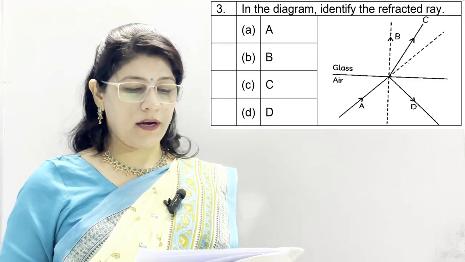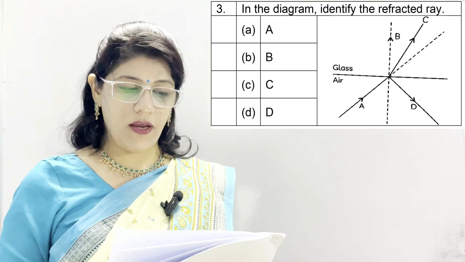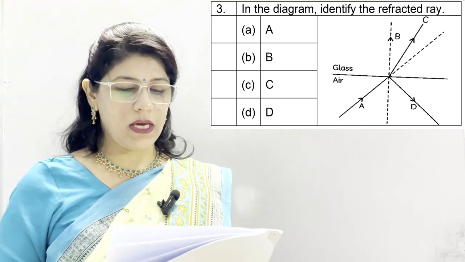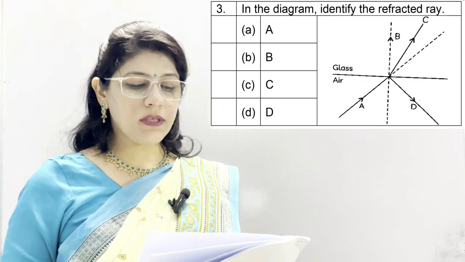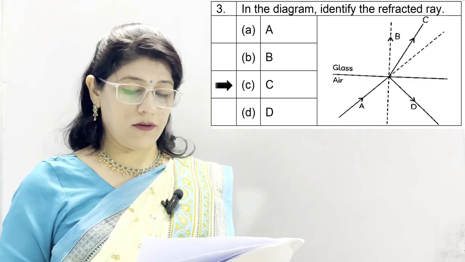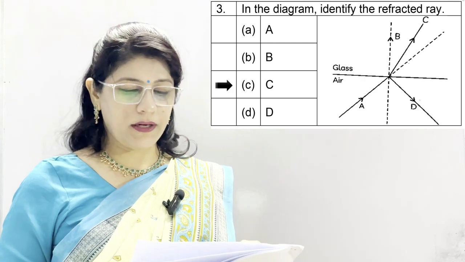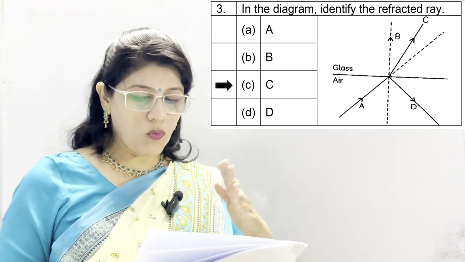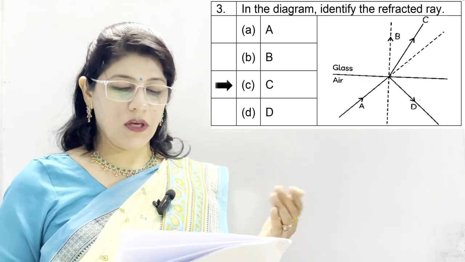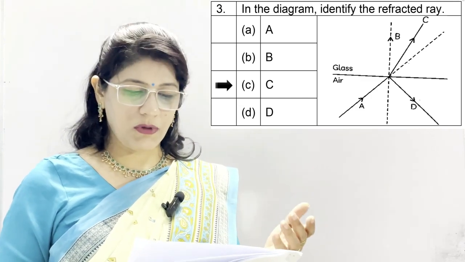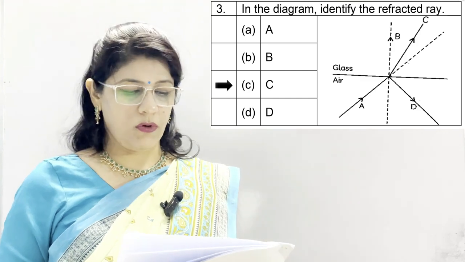Question number 3. In the diagram, identify the refracted ray. Options are A, B, C and D, because rays are there. Here option number C, which is C ray, is correct, because C is the refracted ray as it is bending towards the normal when the ray is moving from air to glass. It means rarer medium to denser medium. Ray is bending towards the normal.